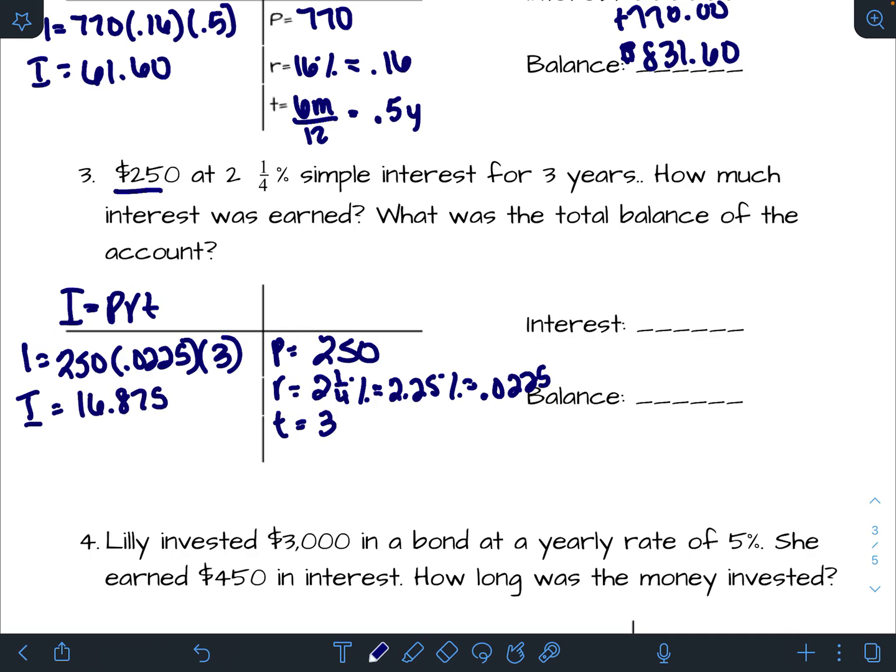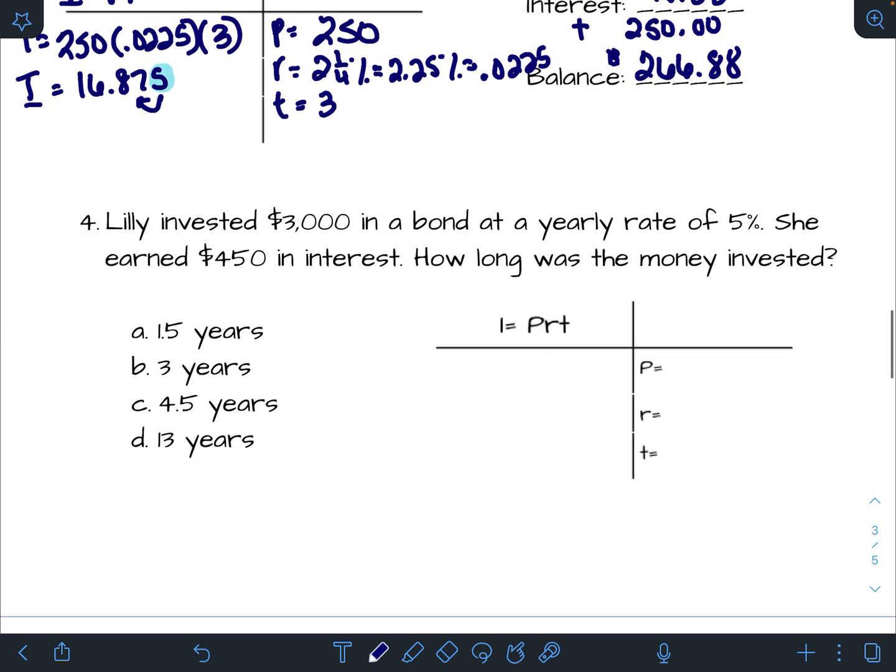And when you type it in your calculator, you get 16.875. Now I'm dealing with money, so I'm looking at this number here to determine if that's going to make my 7 round up or stay the same, and that 5 would make my 7 round up. So my interest ends up being $16.88. To get my account balance, I have to add my principal, which was $250. So I end up with $266.88 in my account.